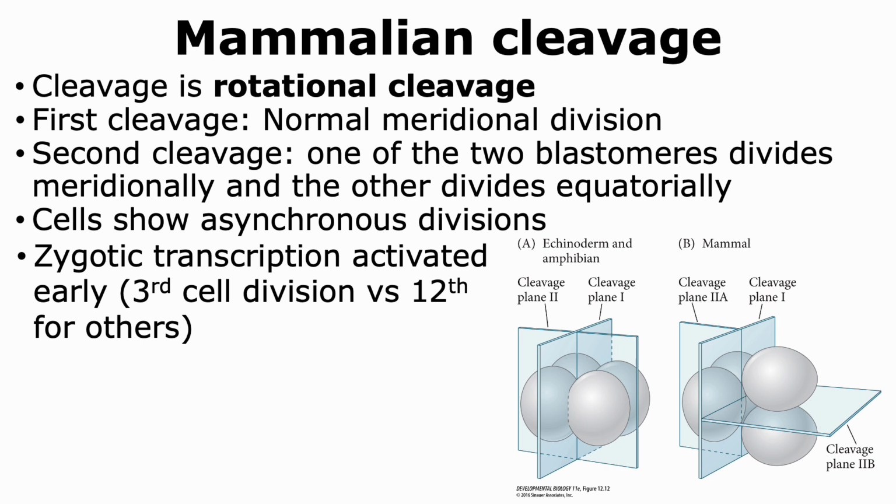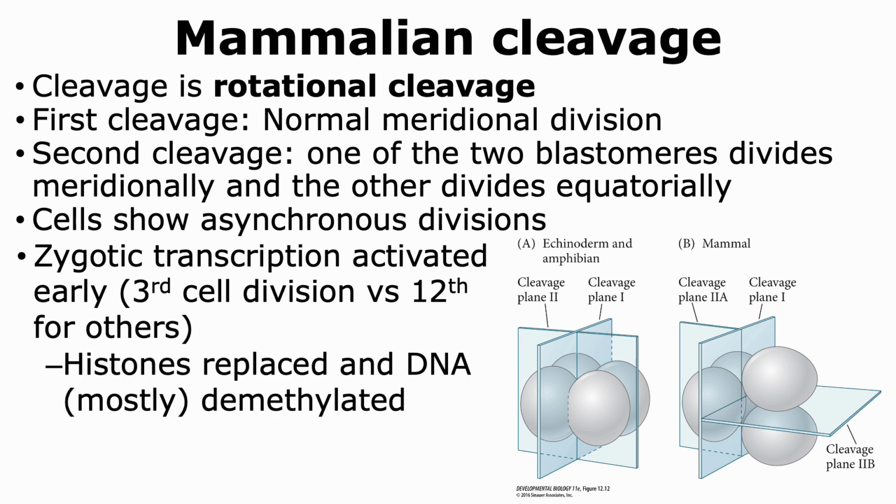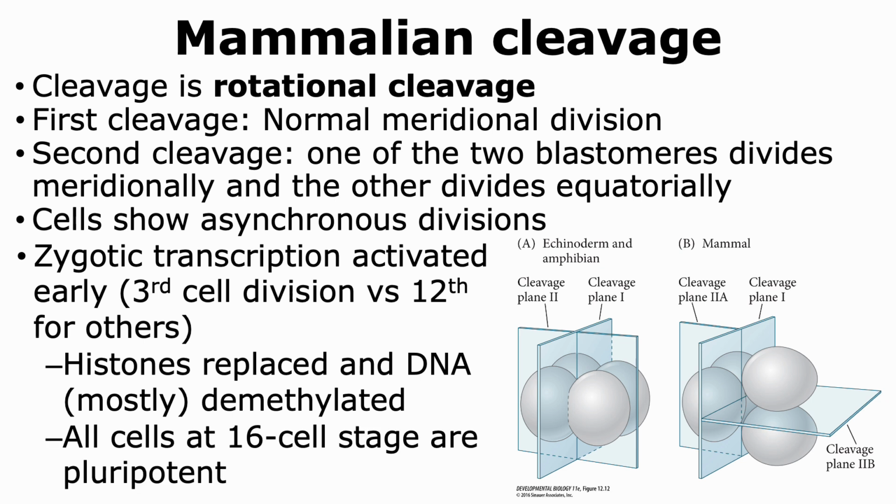Zygotic transcription is activated quite early in mammals, usually by around the third cell division, whereas in other examples, we saw it was activated somewhere around the 10th or 12th cell division. There is a lot of modification that happens in the chromatin, where the histones are replaced and the DNA is demethylated in many regions. It is mostly demethylated and sometimes even called hypomethylated. All cells at the 16 cell stage and before are pluripotent. After the 16 cell stage, the cells lose their pluripotency.